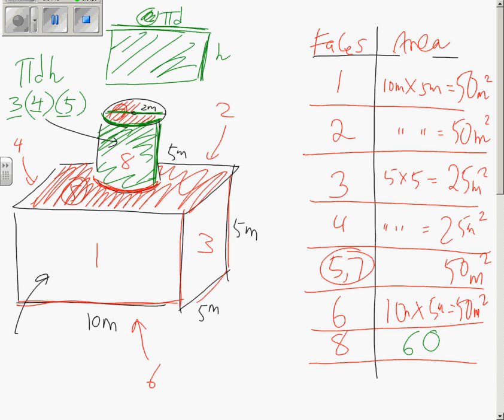And then all I have to do is add them up, and I get my total surface area. So 100, 200, 250, 310 square meters.